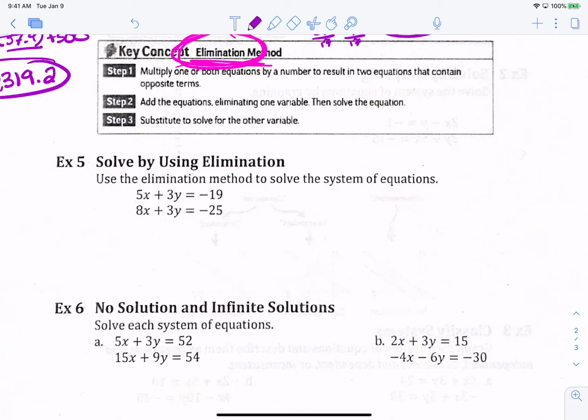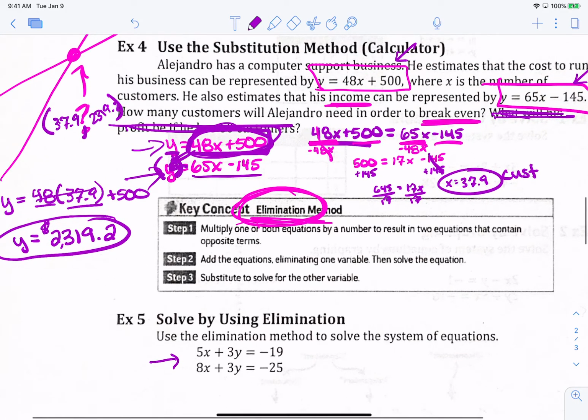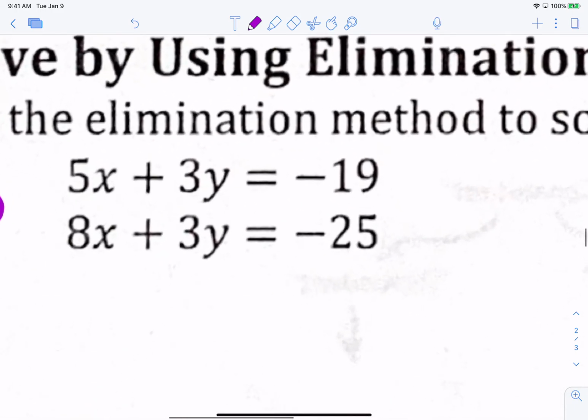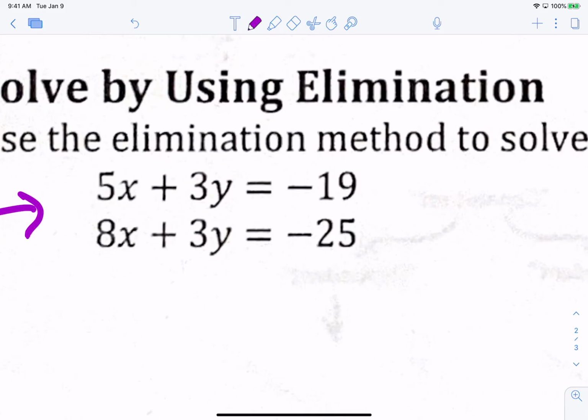Example 5. Use elimination to solve. Okay, so this one is set up ready to go for elimination. I told you sometimes it's easier to do substitution, sometimes it's easier to do elimination. So up here I had the y's solved for, so it was really easy for me to plug one into the other one. But if you look at the way that this is set up, I don't have any of the x's or y's solved for. They're not by themselves. So if I would want to do substitution, I would have to solve for one of them, which is kind of gross.